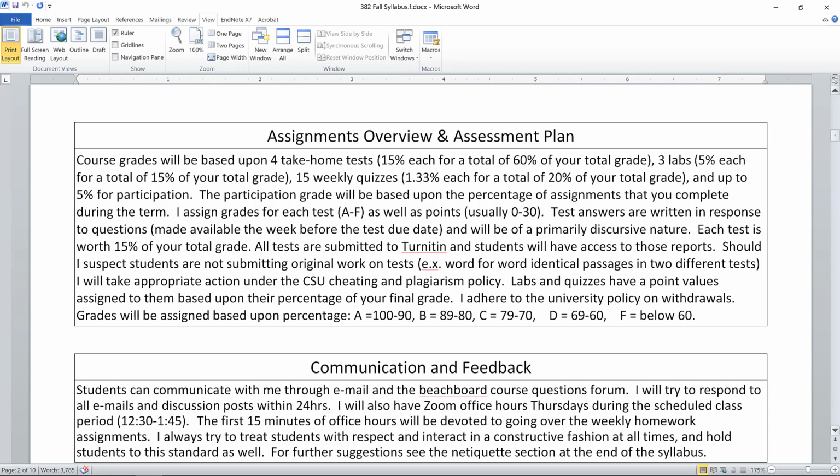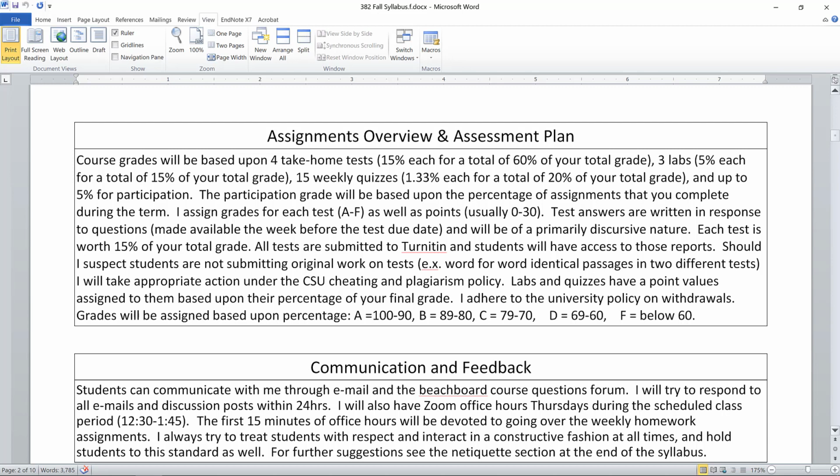In addition to that, there will be 3 labs. These labs are active learning exercises that are intended to build upon your experiences and readings in the course to give you a deeper understanding of the issues at hand. Each of these labs is going to be worth 5% for a total of 15% of your grade.